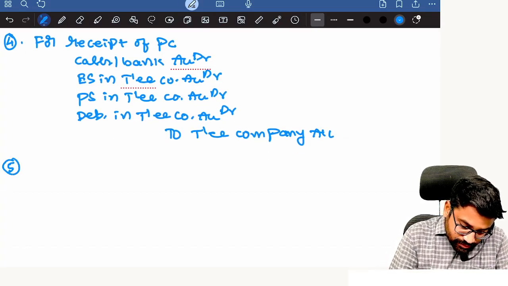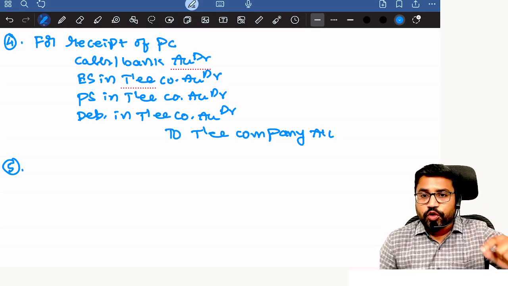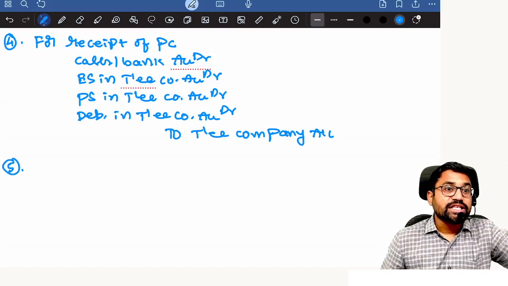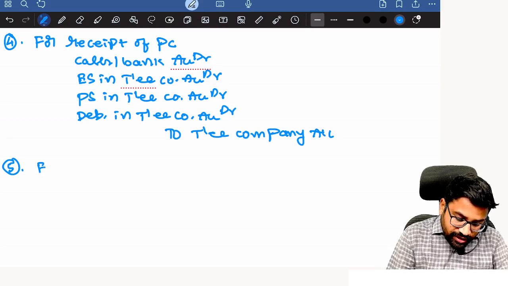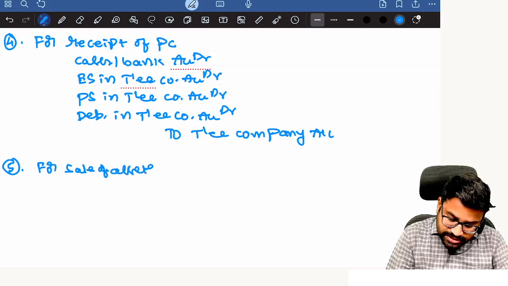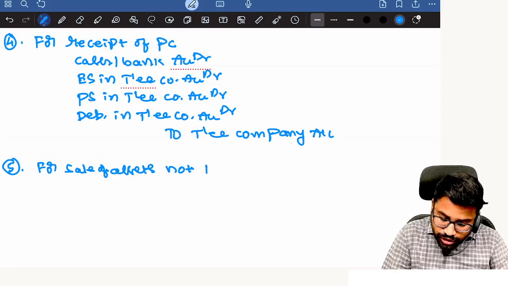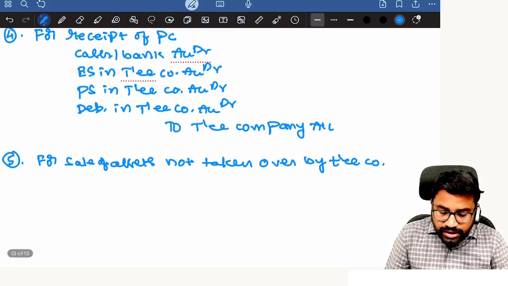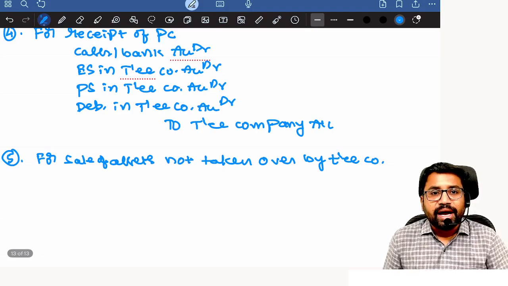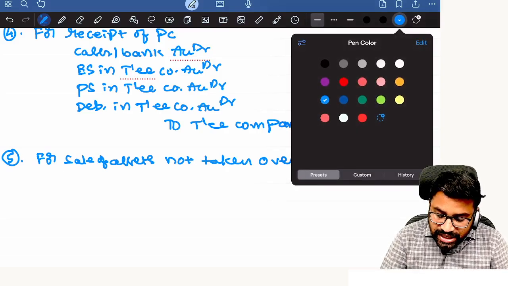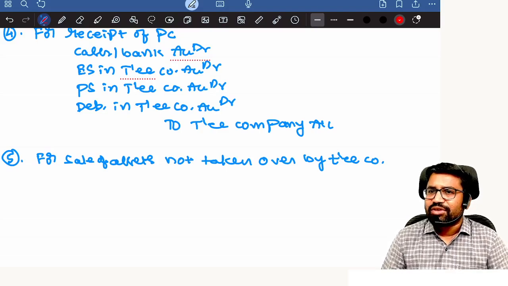Now, fifth entry. Once these 4 entries are passed, sir, the fifth entry is for assets which are not taken over by the transferee. We need to sell them. So, sale of assets not taken over by the transferee company. Sir, some of the transferor's assets might not be taken by the transferee company. In that situation, we need to sell our own assets because we are liquidating, na. Generally our assets will be sold.